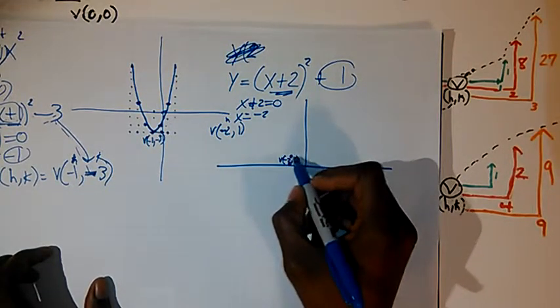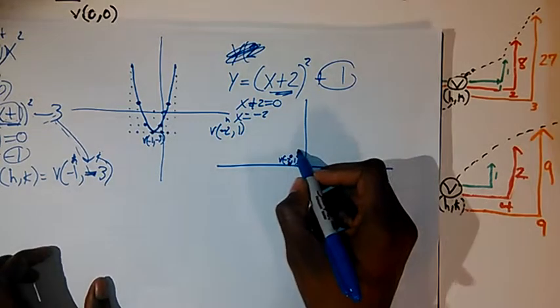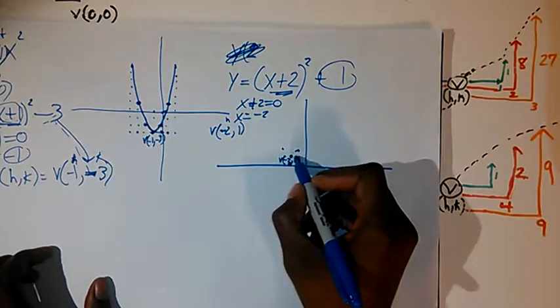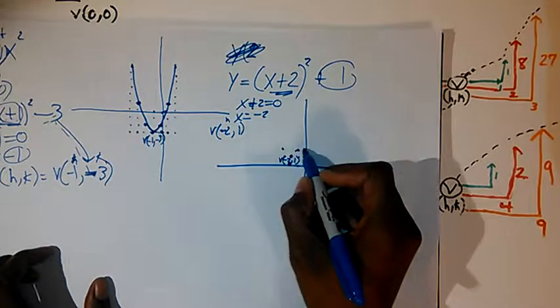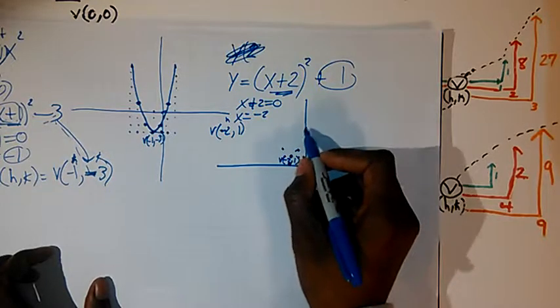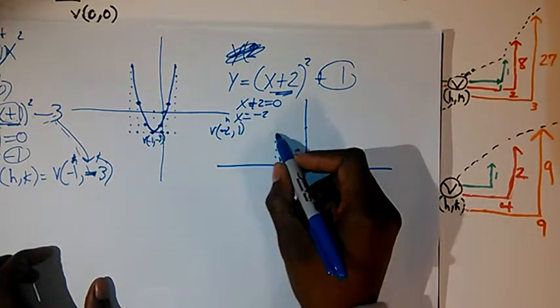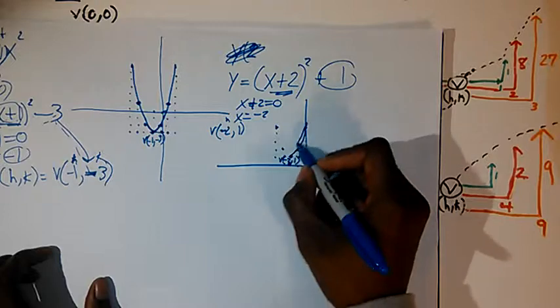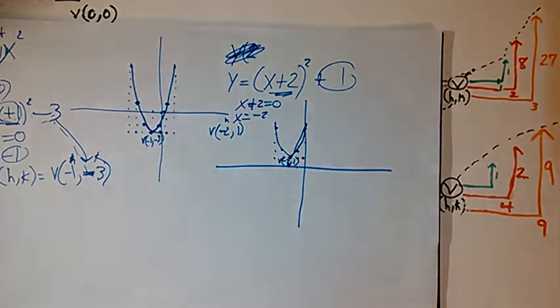Negative 2, 1. Do the same thing. 1 here, 1 here. 1, 2, 2 squared, 1, 2, 3, 4. 1, 2, 1, 2, 3, 4. Okay? And connect the dots. All you need are 4 points.